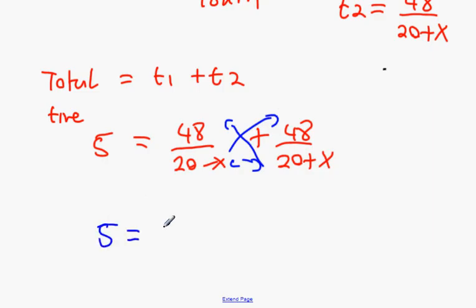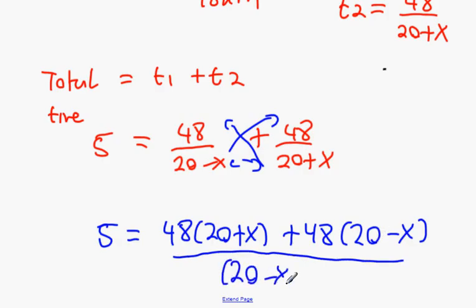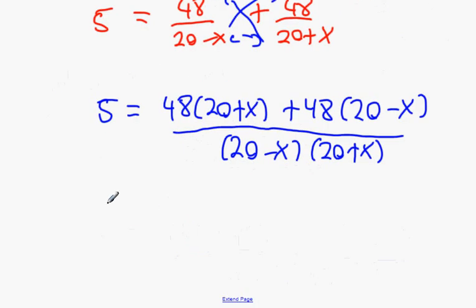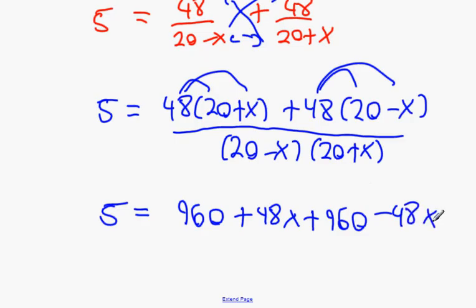And what you're going to get is 5 equals 48 into 20 plus X plus 48 into 20 minus X, all over 20 plus X, 20 minus X. Now we're used to that. They're big numbers, which is one of the downfalls of the question. 5 equals 48 times 20, 960. 48 times X, 48X. 48 times 20, another 960. 48 times minus X, minus 48X.